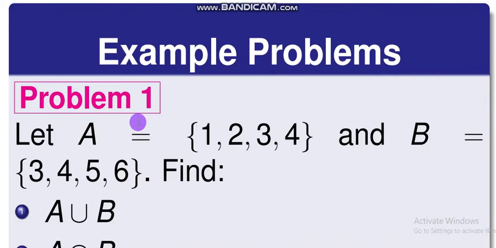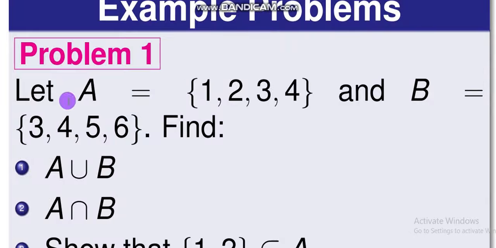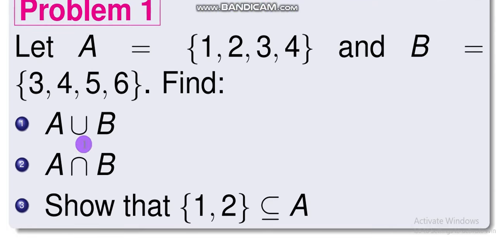Okay, here are a few examples before we move on. Example 1 says, let A be a set of 1, 2, 3, 4 elements, and then B is a set of 3, 4, 5, and 6 elements. Then we should find 1, A union B, and then 2, A intersection B. Here we are uniting the elements of A and B, and here we are finding the elements that are found in A and B only.